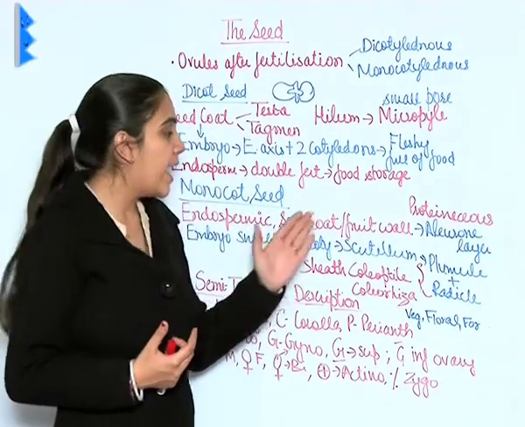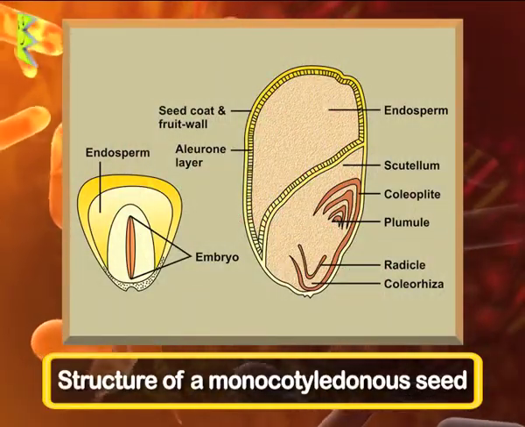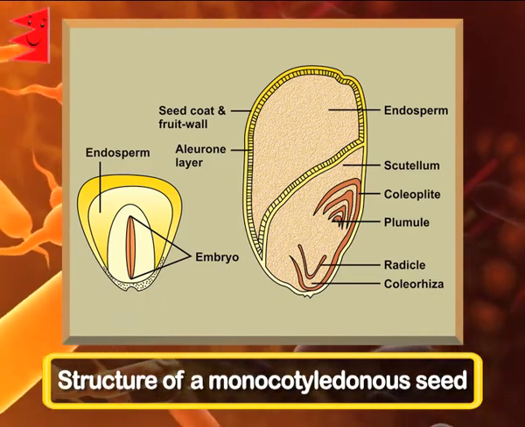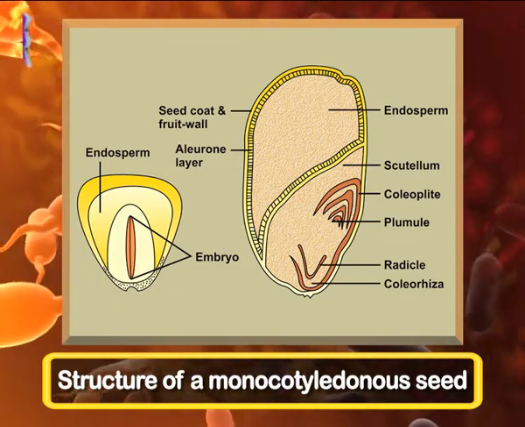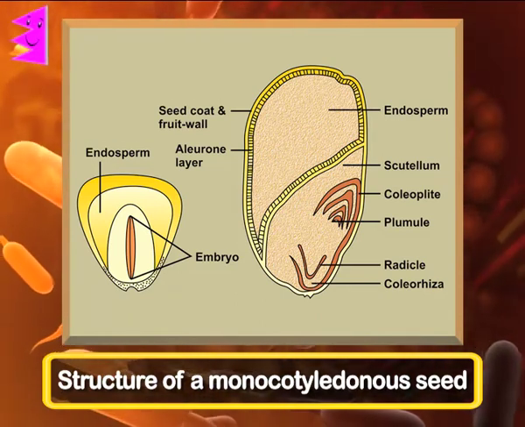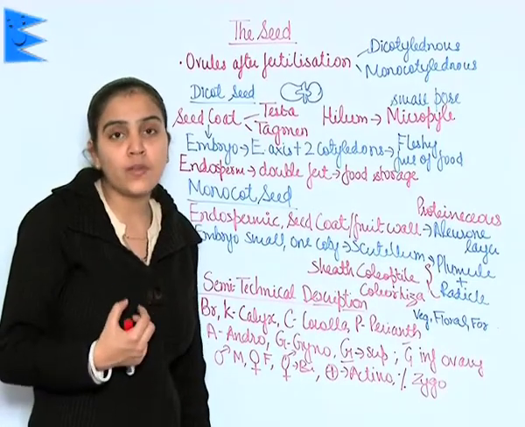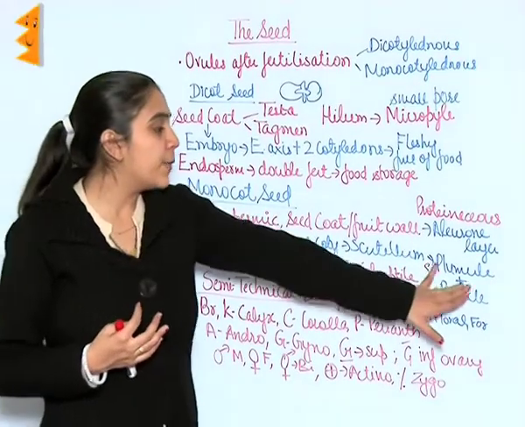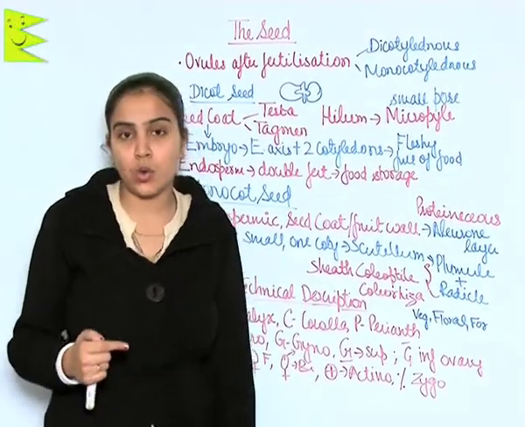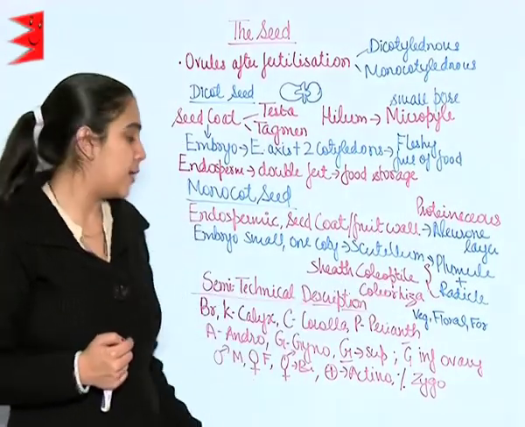Monocotyledonous seed, as you can see in the diagram, is an endospermic seed. Seed coat and fruit wall, you can see, are separated by a proteinaceous layer known as aleurone layer, and the embryo is small. One cotyledon is present. Scutellum is present along with a short axis. Plumule plus radicle is present. This plumule and radicle are enclosed in sheaths known as coleoptile and coleorhiza.